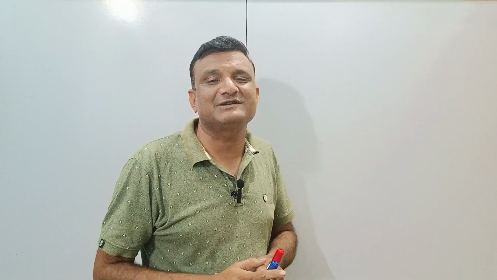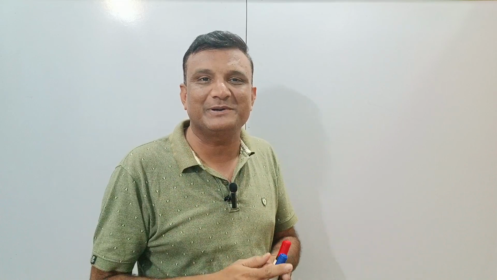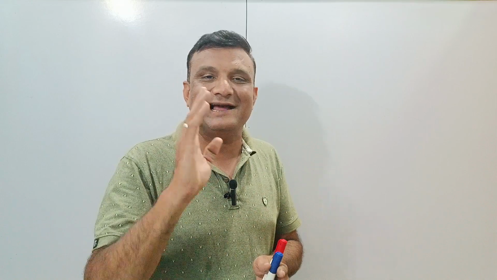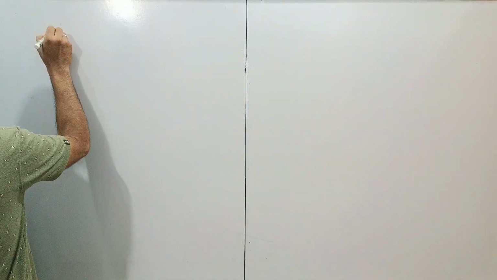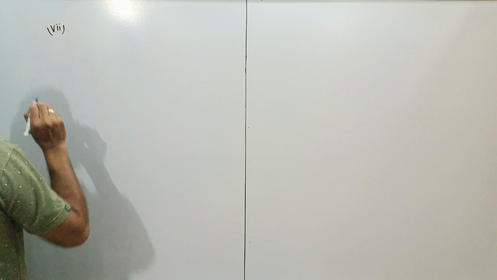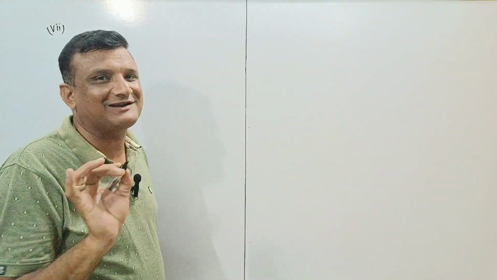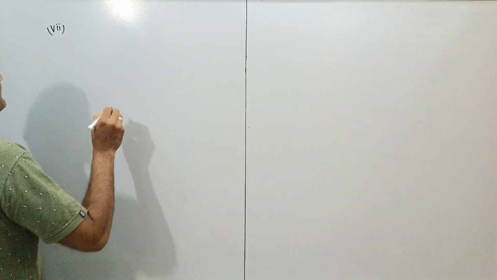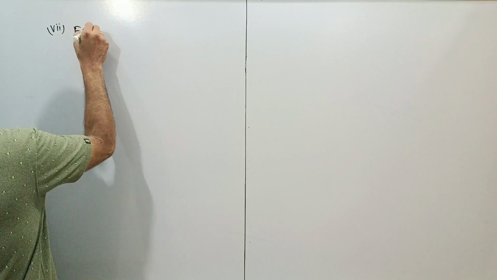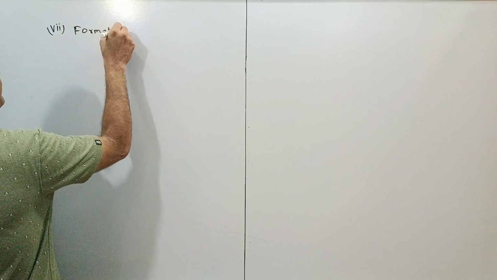In the previous video we discussed a lot of concentration units, such as mass percentage, volume percentage, mass volume percentage, molarity, molality and normality. Today we'll go with the seventh concentration unit, that is formality. It's not generally used because there are only a small number of questions regarding it, but it is necessary to know about this kind of concentration unit.